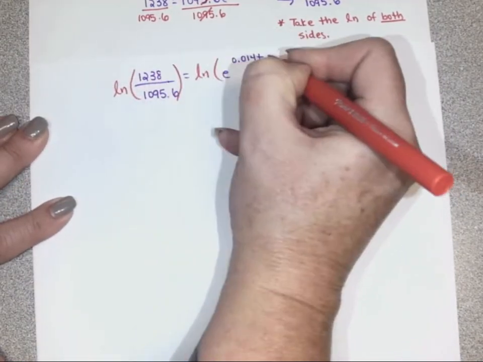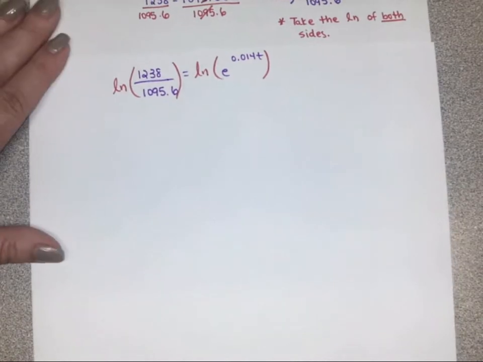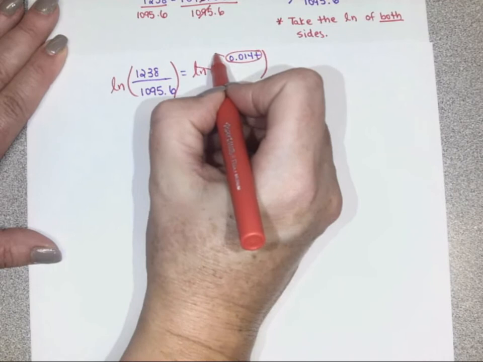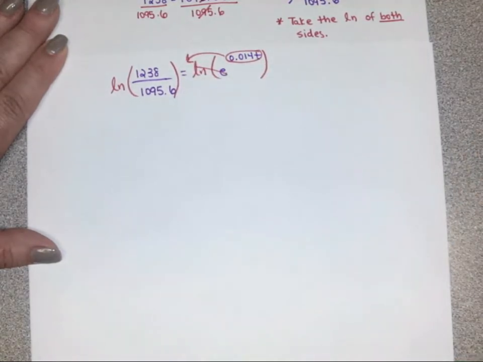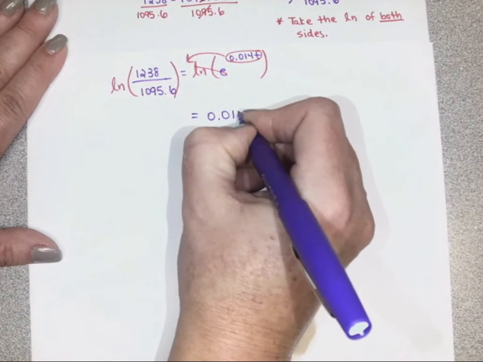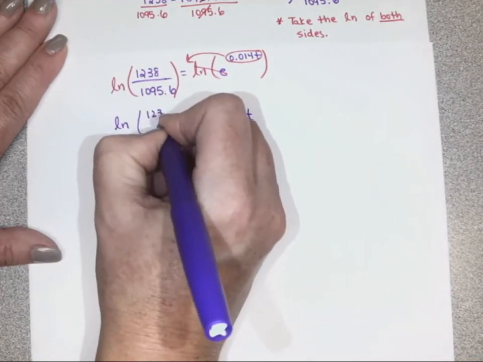So I'm going to take the ln of both sides. So why is that helpful to me? What do the ln and the e do to each other? They cancel each other out, right? And it also allows this guy to move out of the exponent spot. So we end up getting 0.014t, and then equals natural log of this weird fraction.